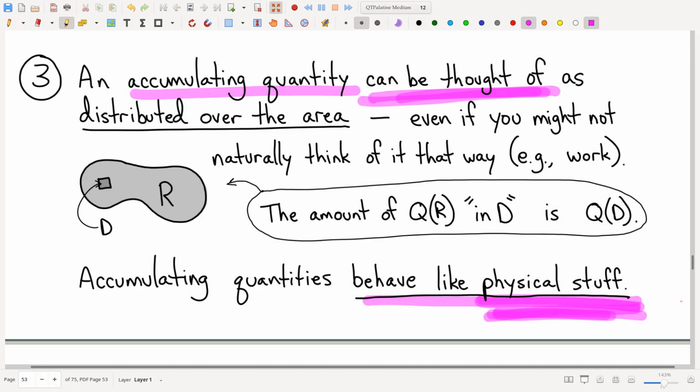The consequence would be that I would be able to compute work by counting how much of that substance there is in each piece and adding up. In other words, I could compute work by chopping it up into little pieces and arguing that the whole is the sum of the parts. Which it is, because work is an accumulating quantity.